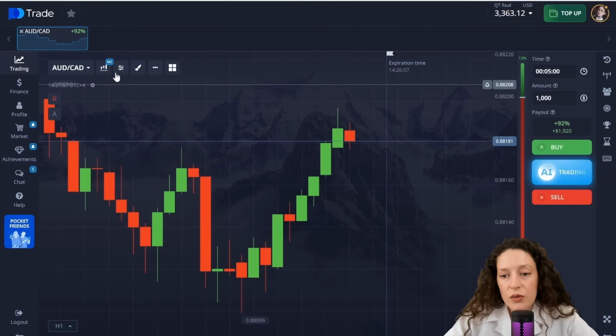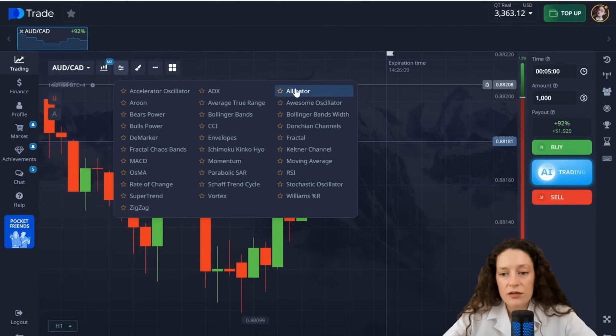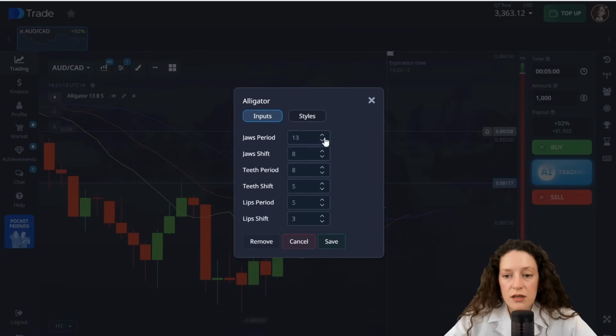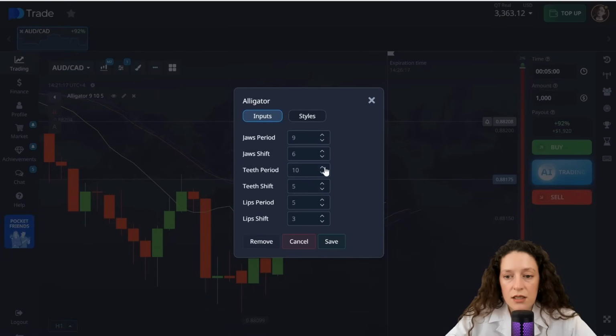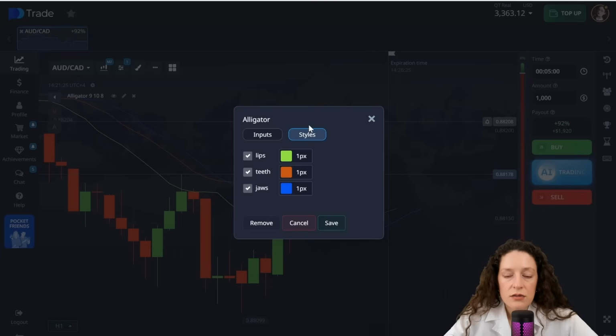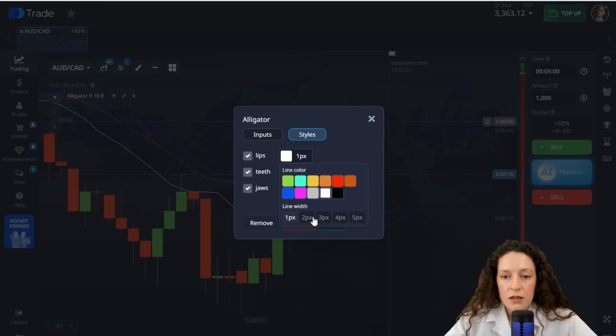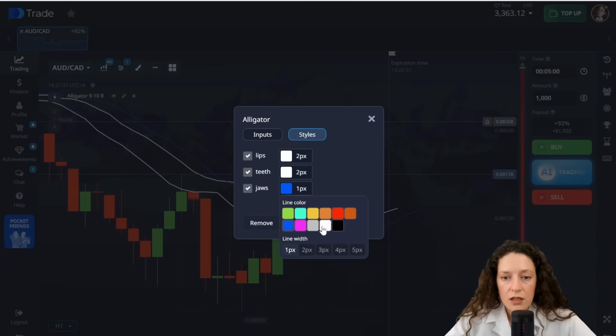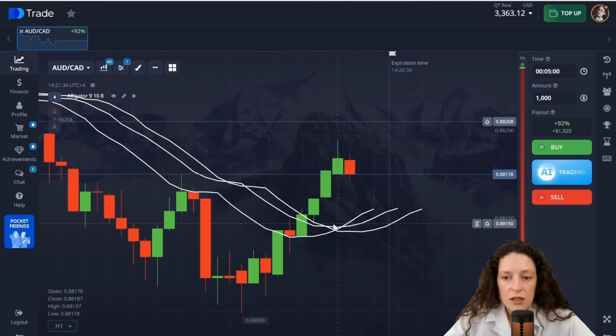The first and one of the main indicators of the method is Alligator. The periods are 9, 6, 10, 4, 8, and 2. Let's also change some colors. Thicken the lines and save.